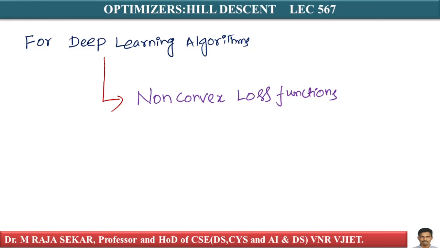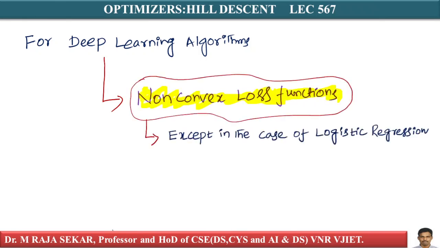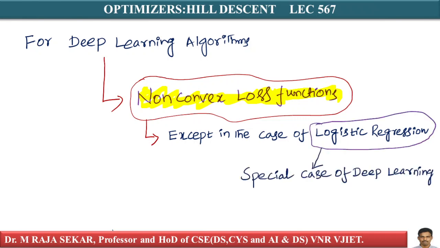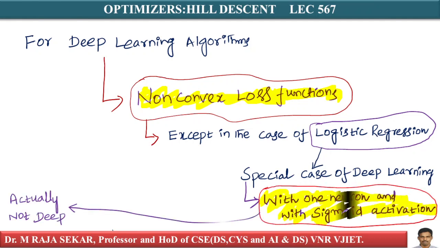The important part here is that deep learning algorithms like multi-layer perceptrons are shown to have non-convex loss functions. Logistic regression is a special case of deep learning, literally with one neuron with a sigmoid activation function, which is actually not deep. Logistic regression is not deep, isn't it?